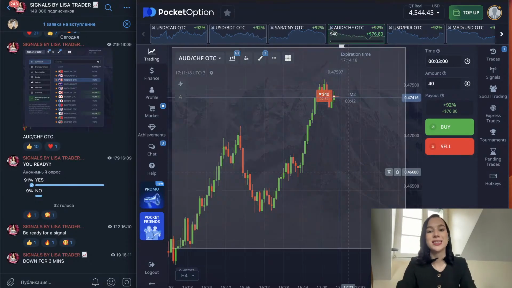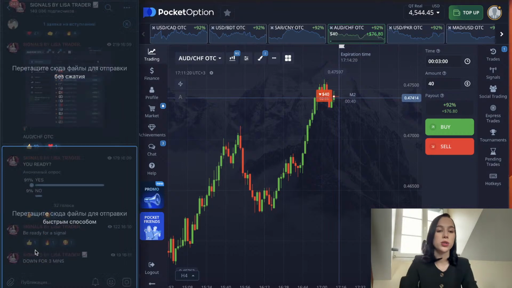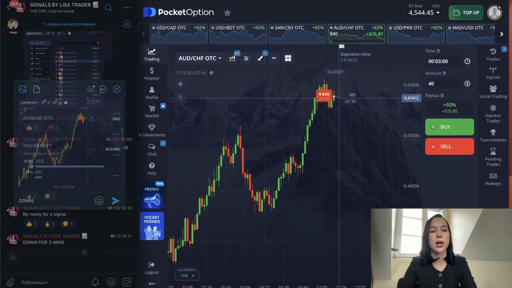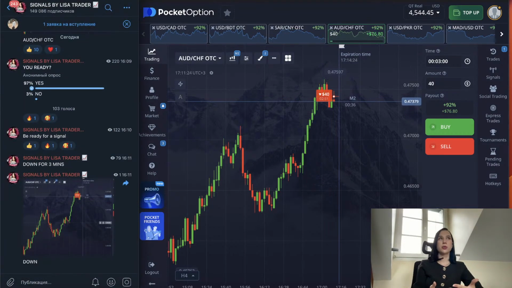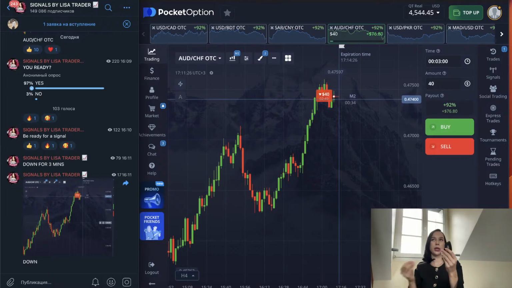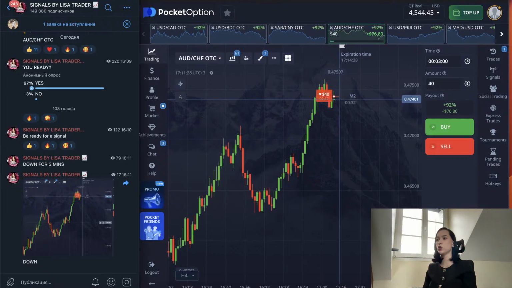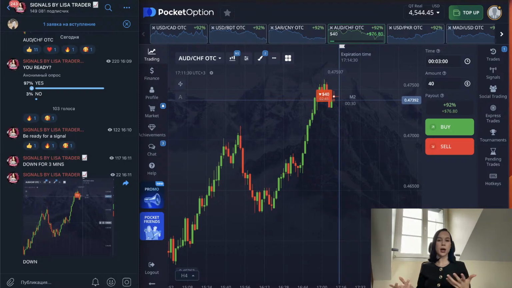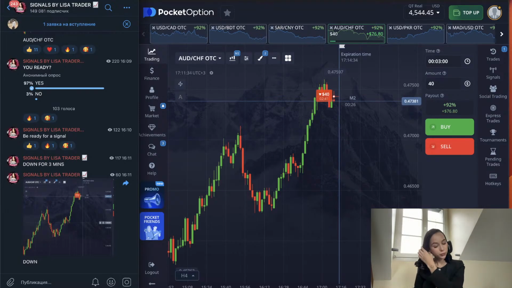As you can see, I send the signal first, and then 1-2 seconds later, I open a trade. So that's how it is for my subscribers too, because they see the signal, then they open a trade. It's still gonna be like a 1 second delay. So to minimize it, I do it like this, so it would be comfortable for everyone.